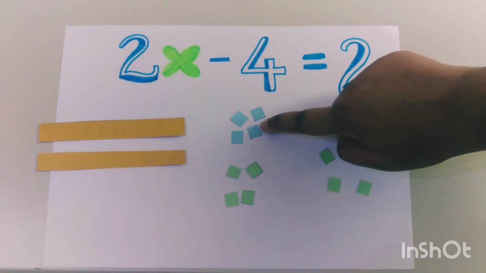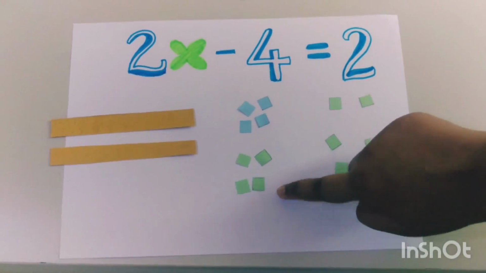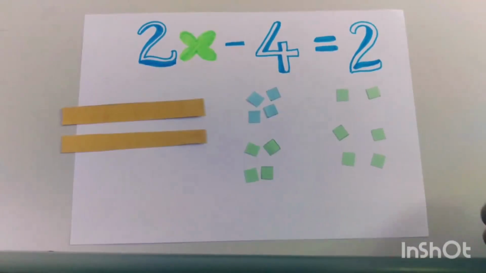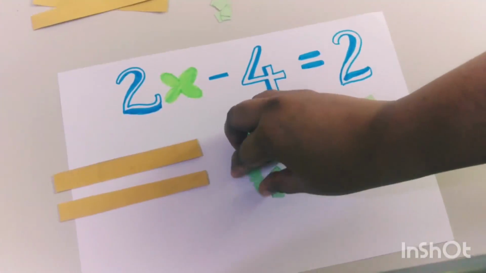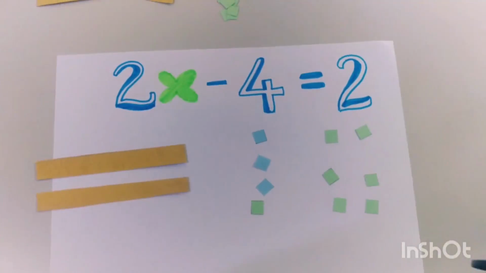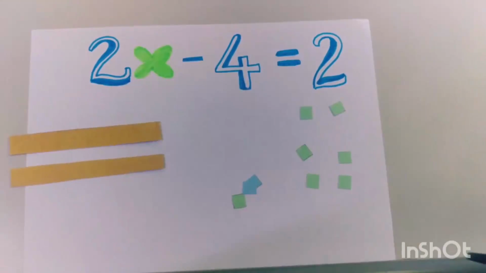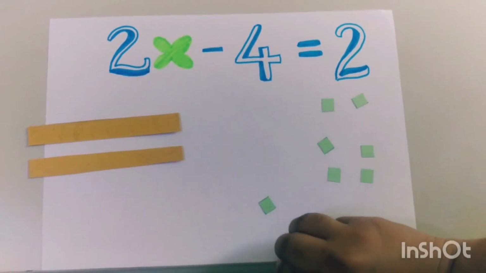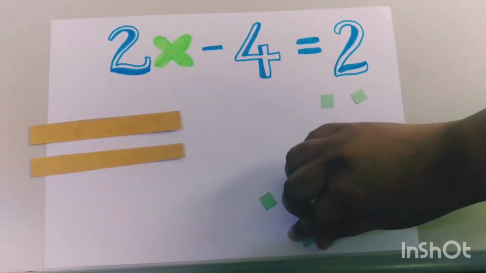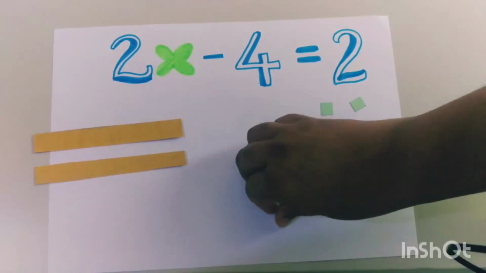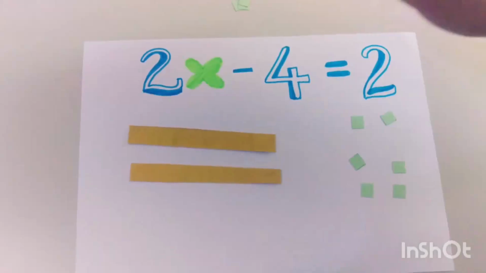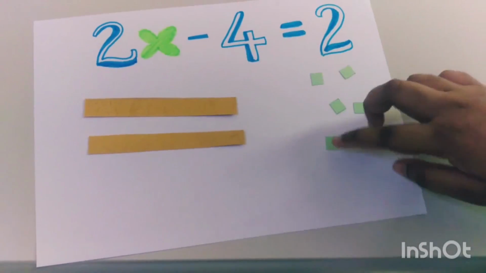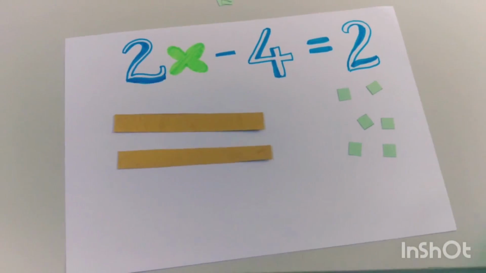Now with minus 4 and plus 4, you have made this side 0. So in 0, do we require any boxes? No. So I'm going to remove all these boxes. So now what we are left with is our 2x and 6 green squares in total.